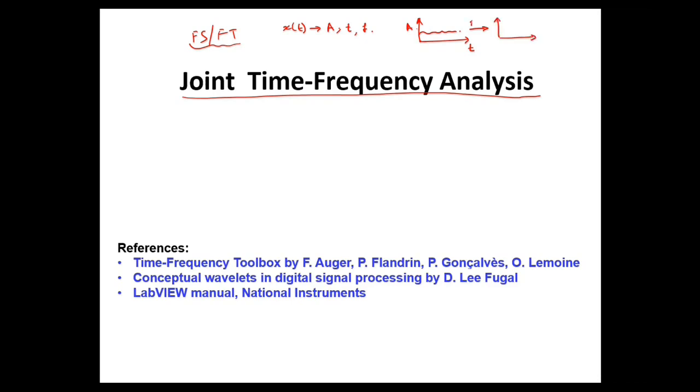Now, if you perform the Fourier transform, then what do you get? You get frequency versus amplitude, something like this. So, if you see, in the first case the frequency component is missing, and in the second case the time component is missing. Okay. Sorry, yeah, in the second case, the time component is missing.